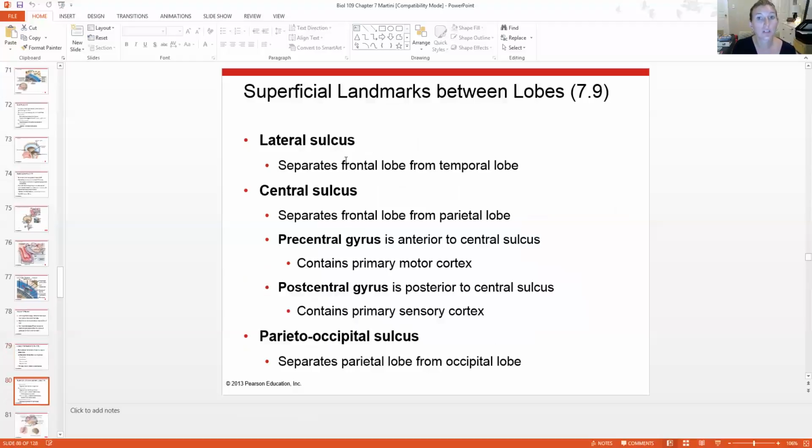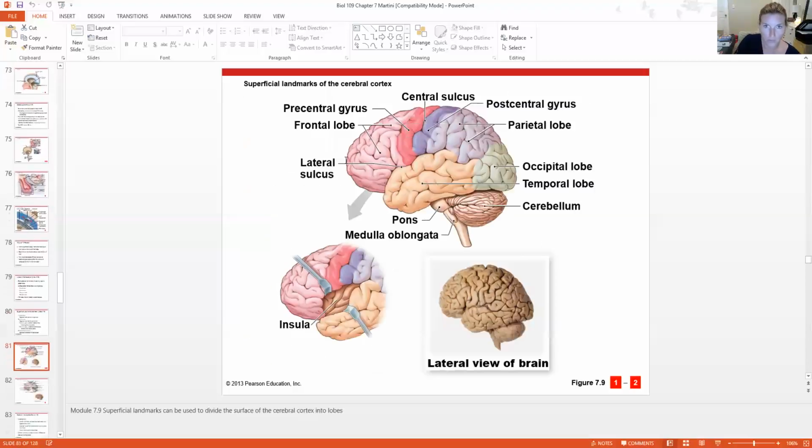There's a lateral sulcus. These are some superficial landmarks. A lateral sulcus, a central sulcus. There's a precentral gyrus and a postcentral gyrus, and then a parietal occipital sulcus. Remember, a sulcus is a groove, a gyrus is a mound. So let's look at some of these features. Here's the lateral sulcus between the temporal and frontal parietal lobes.